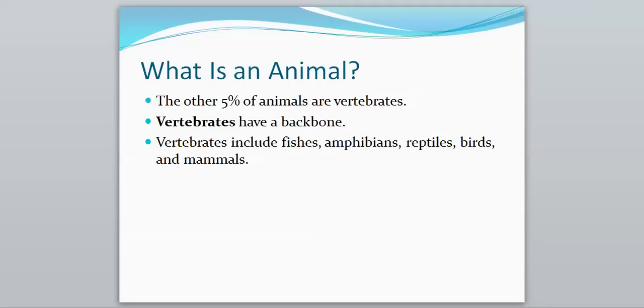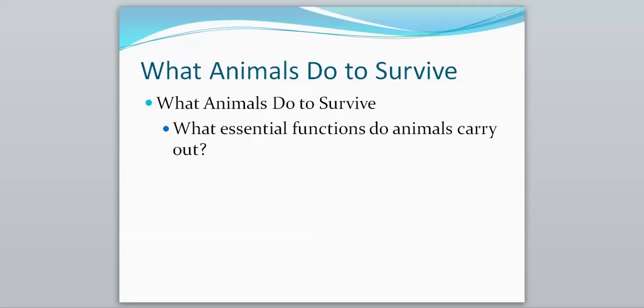And so now we're going to take a look at the other 5% of animals, and these are going to be vertebrates, meaning that they do have a backbone. So invertebrates, no backbone; vertebrates have a backbone. Pretty simple. And the examples they give are fishes, amphibians, reptiles, birds, and mammals. So we're going to hit on all of those later on in the year, but just know that those are all vertebrate animals, meaning they do have a backbone.